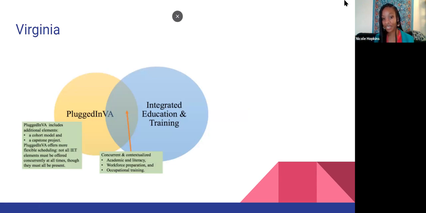The thing that they've done with their programming is complete integration with some of that concurrent and contextualized academic and literacy, workforce preparation, and occupational training. So they've taken their workforce development, partnered it really well with their adult basic education, and right there in the middle is where you have them targeting their industries that need it the most.